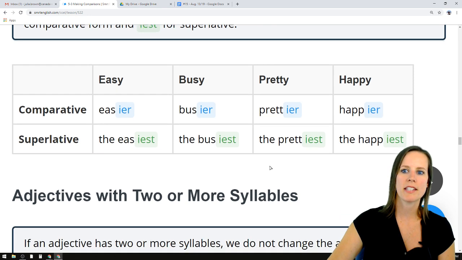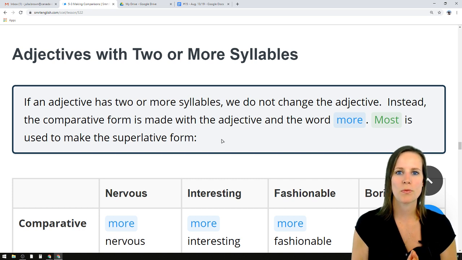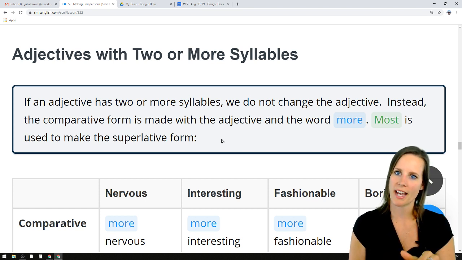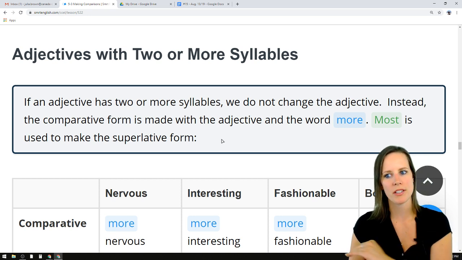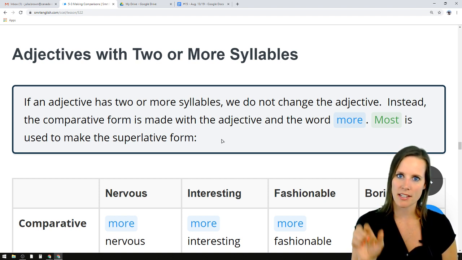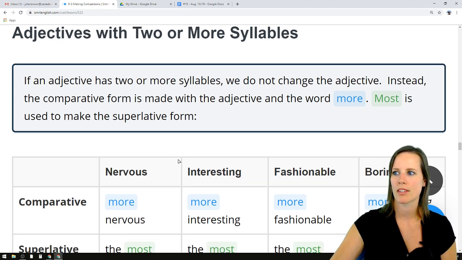Okay, so let's continue. We have more rules to talk about. Adjectives with two or more syllables, okay? That's good, Nairana, that's right. Two or more syllables, the rule is different. So you need to use more before the adjective or adverb and the most before the superlative, okay? So the adjective or adverb, it stays in its base form, but you need to add the extra word before.